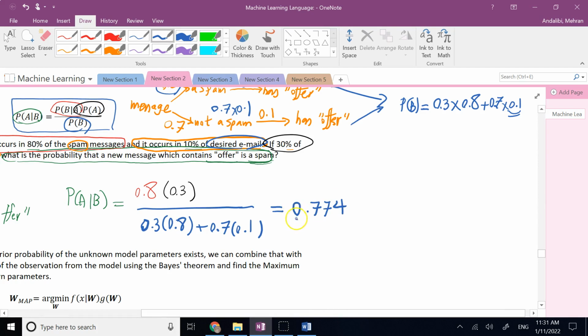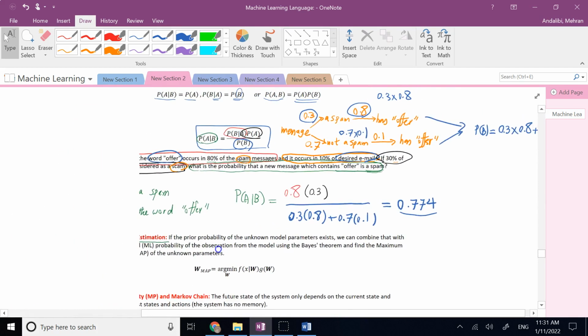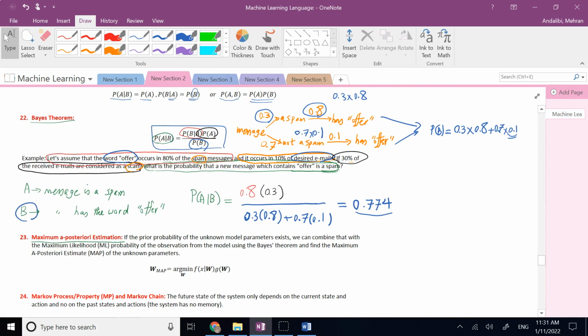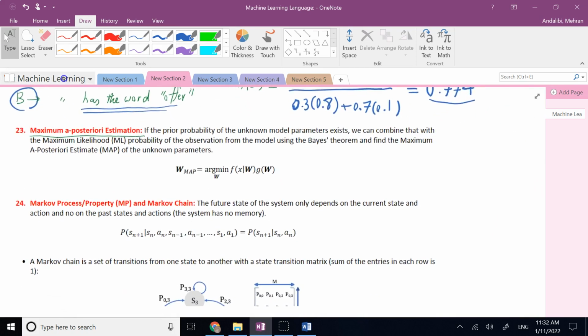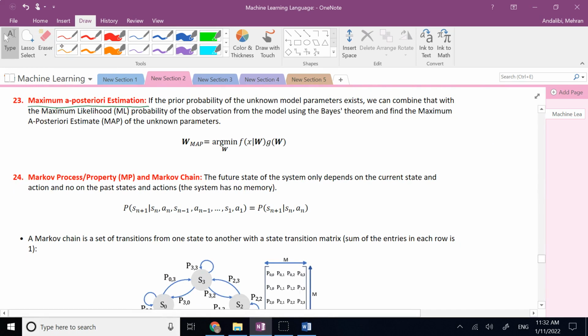Okay, so this is the probability that the email, the message, is spam if it contains the word offer. So hopefully you can see how I'm using the Bayes theorem with a simple example. Now, going back to what does it have to do with the maximum a posteriori estimation?